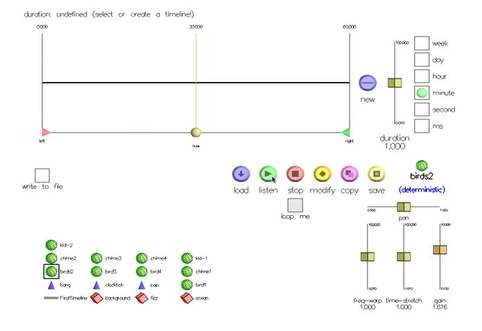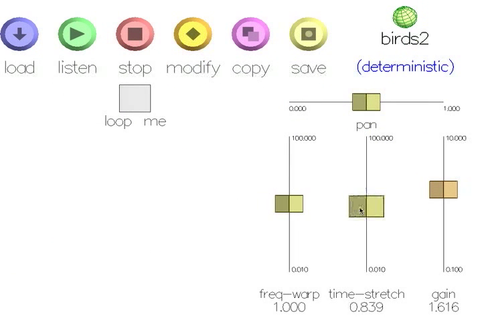Deterministic events are resynthesized here. At this point, the user can apply transformations such as time stretching and frequency warping.